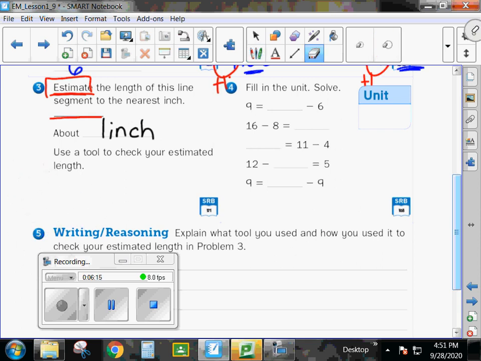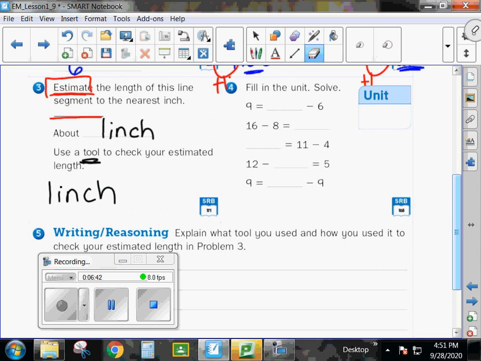Then I'm going to get a tool to check my estimated length. When I'm getting out a tool, what am I going to need to measure length? I need a ruler, right? Make sure you have a ruler. Make sure it's on the side that's measuring in inches and not centimeters. And when you lay that ruler down on that line segment, you're going to find that it is exactly 1 inch. So when you're measuring it with the tool, it is 1 inch.